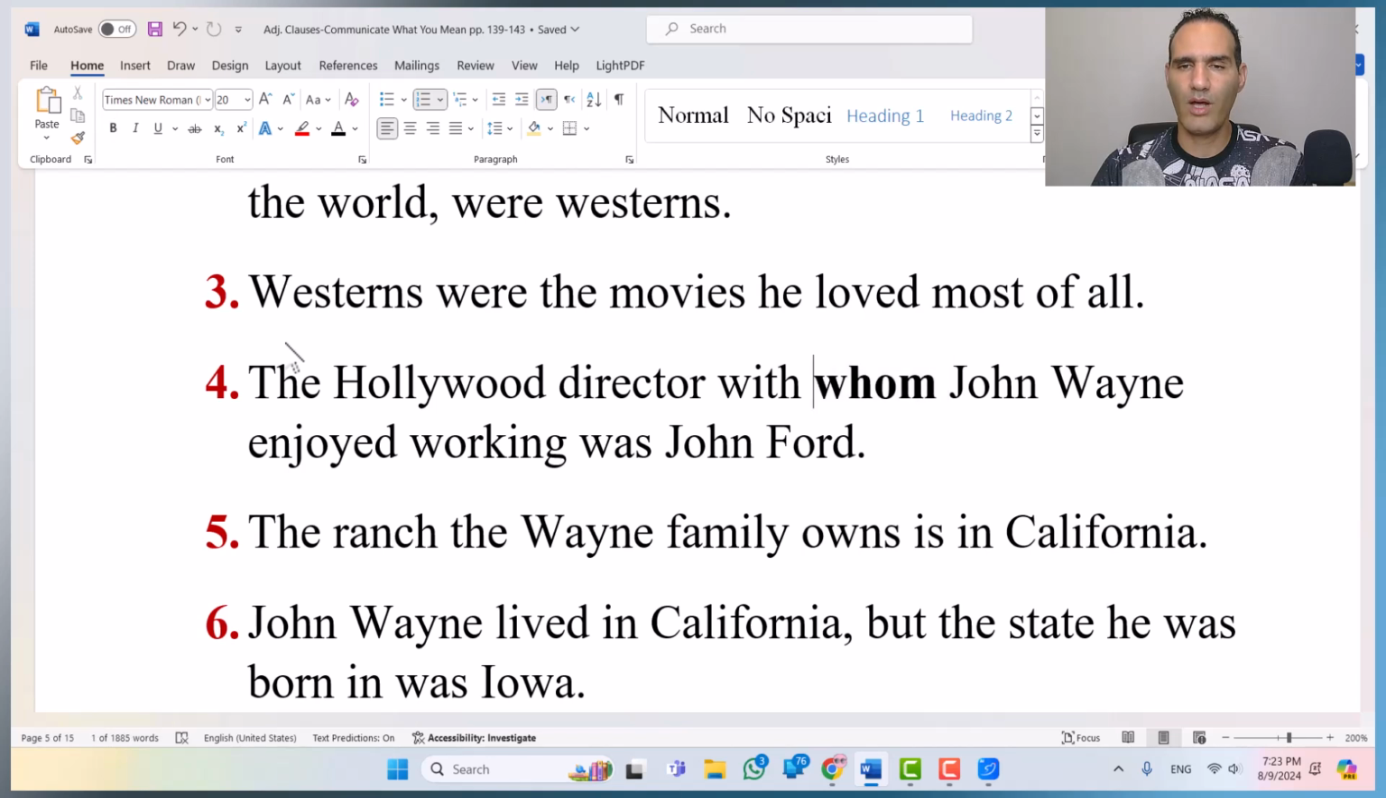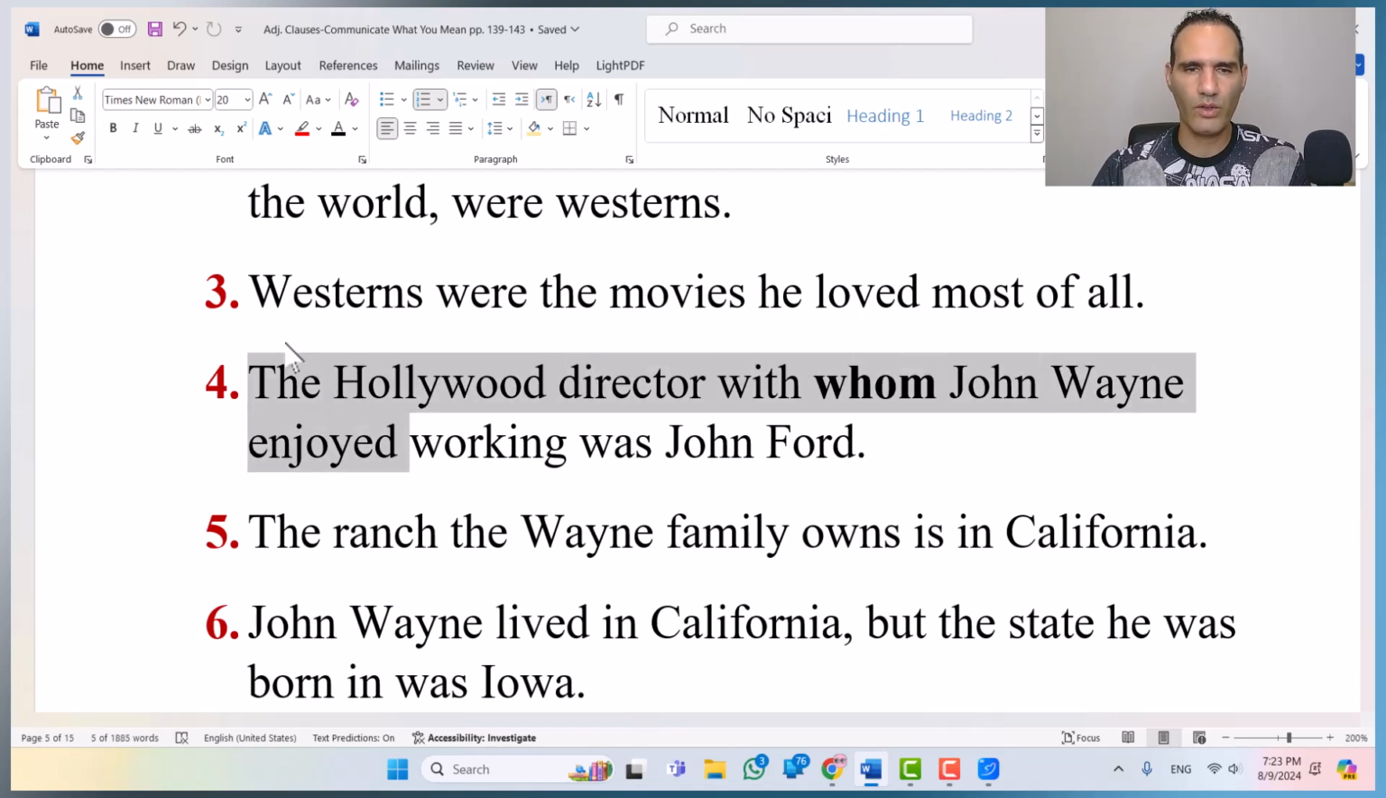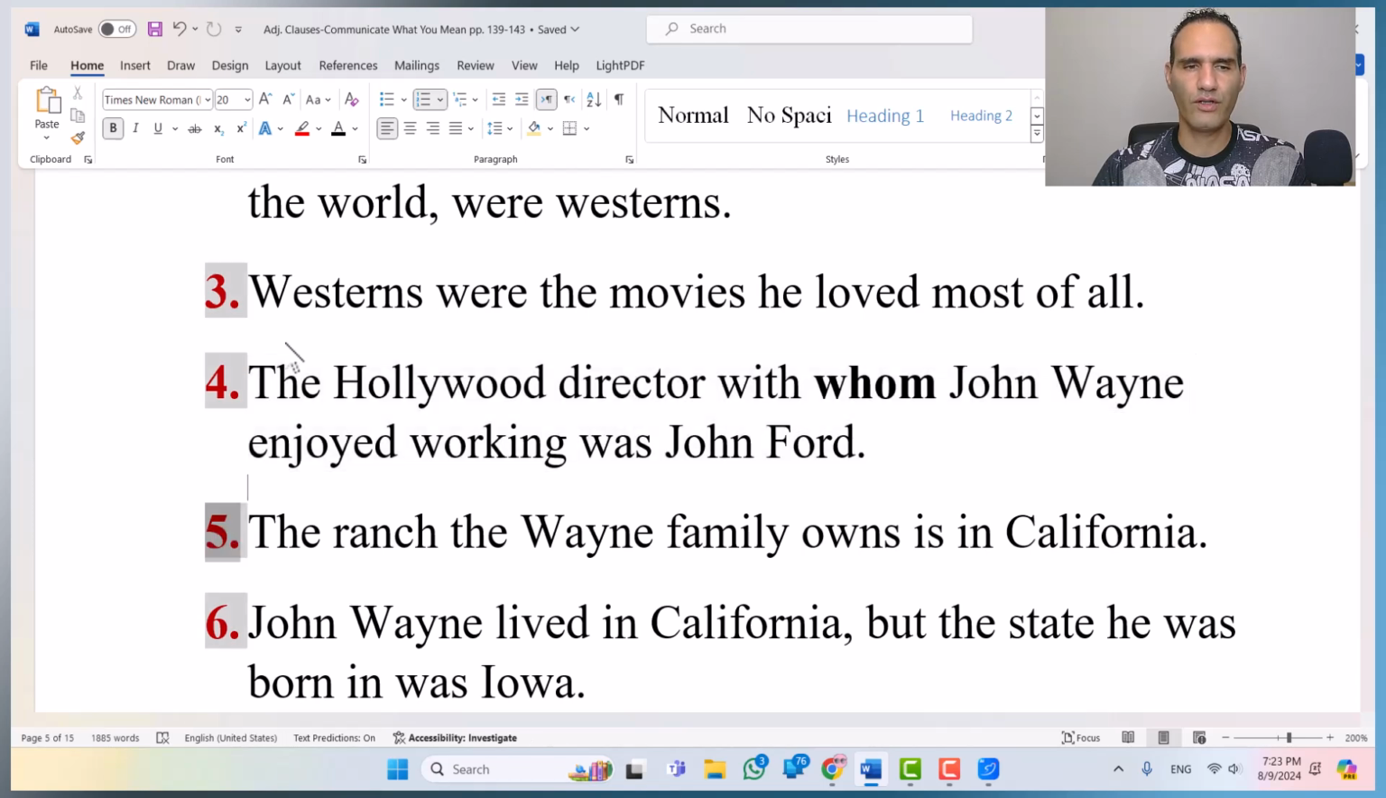Throughout the exercise we will cover it, but just for the time being, know that if before the relative pronoun a preposition comes, the relative pronoun for people is only whom, nothing else. No who, no that. And for objects or things, it is only which, not that or anything else, and it cannot be omitted. The Hollywood director with whom John Wayne enjoyed working was John Ford.